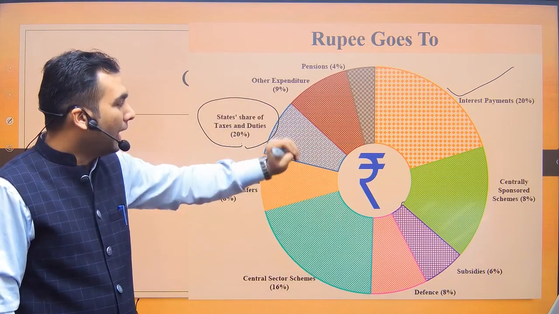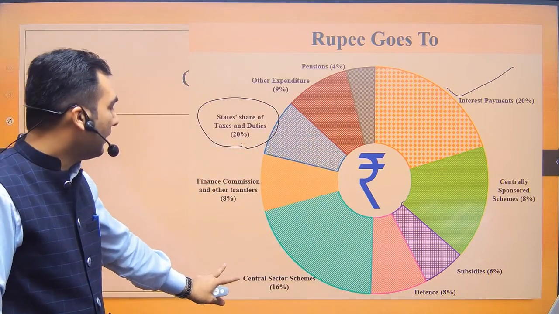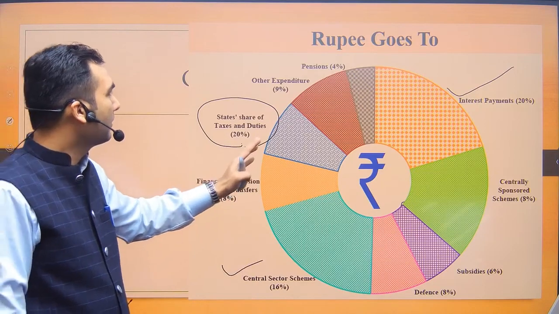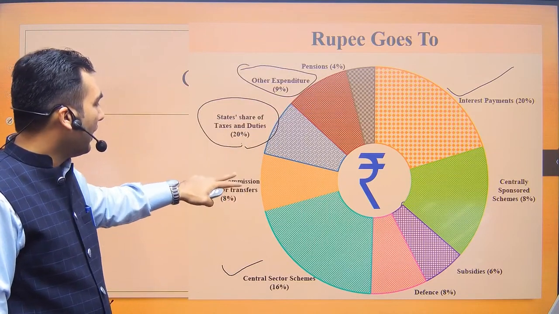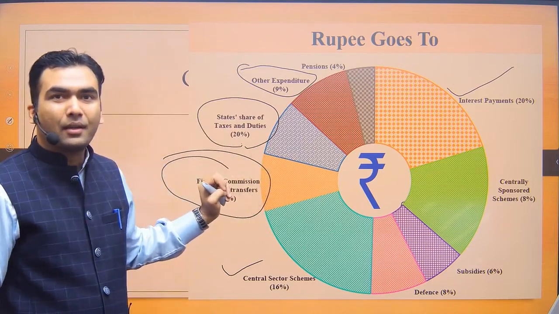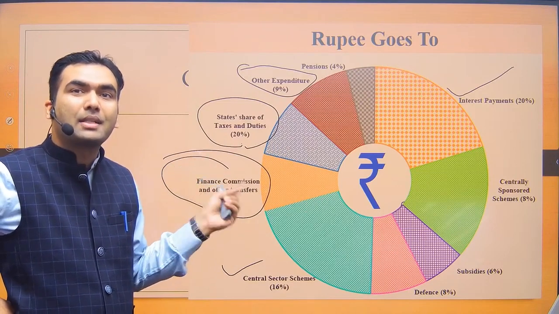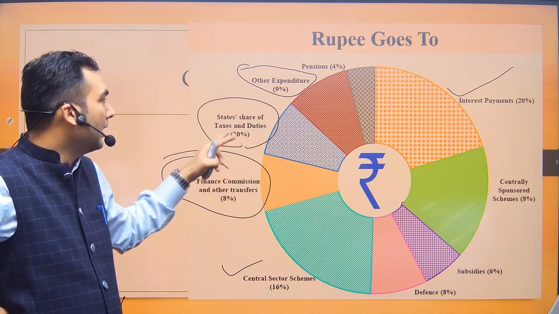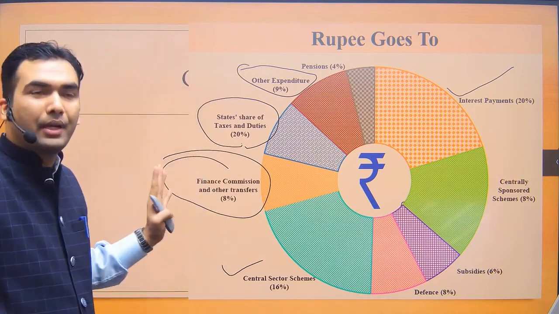Now the next biggest item after the interest payment is, if you look at this, central sector scheme, the third biggest. This other item, which are clubbed, is not important. The important ones are the Finance Commission transfer and other transfer, which are being shown separately. Finance Commission, as you might remember, recommends the state government share, and at the same time some transfer to the state government is also recommended. So they are being put separately. Yes, you are right. Revenue expenditure.